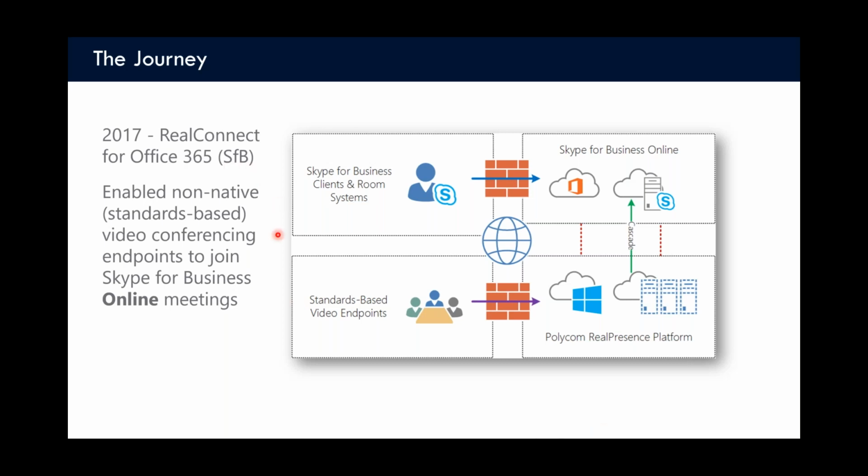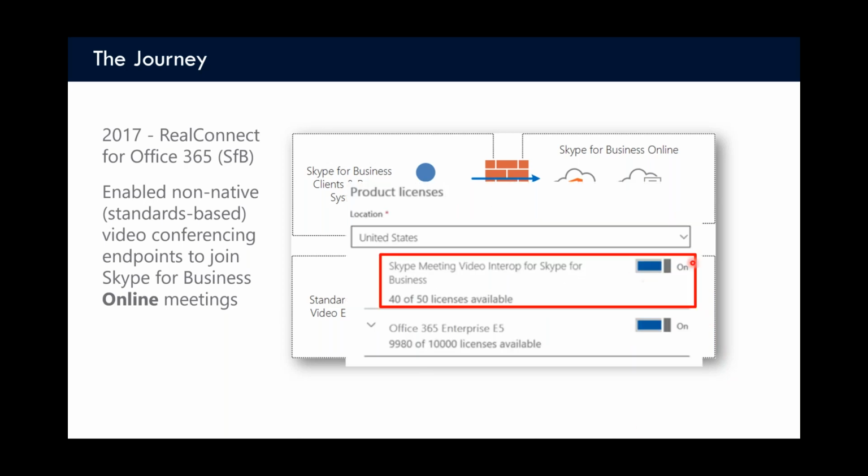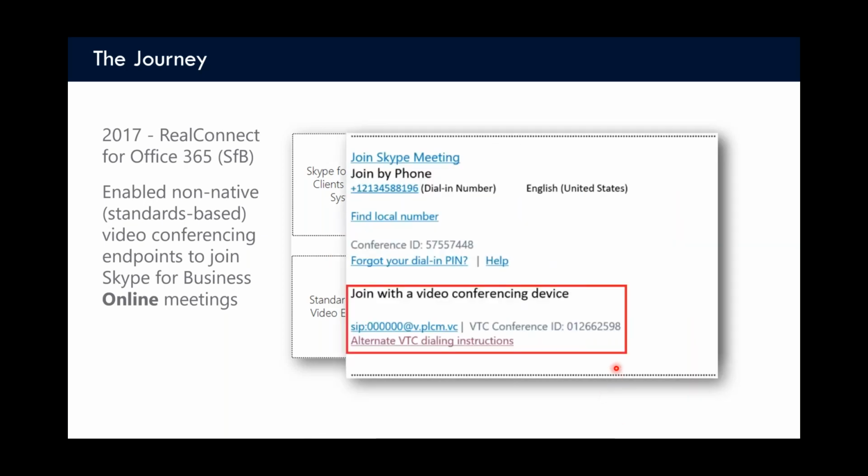And this enabled non-native standards-based video conferencing endpoints to join Skype for Business Online meetings using infrastructure that Polycom had deployed into Azure, into the cloud, okay? So I could consume this service as a license. I could buy a license. It would actually be presented as a first-class license into my Office 365 tenant that I can associate to a user. And when I did that, similar to the on-premises integration that I showed earlier, it would add some additional text to the meeting invite. As you see here, someone could walk up to their standards-based endpoint and dial a SIP string in this example and get into my Skype for Business Online meeting. Fantastic. So now we had a cloud-based solution for this.